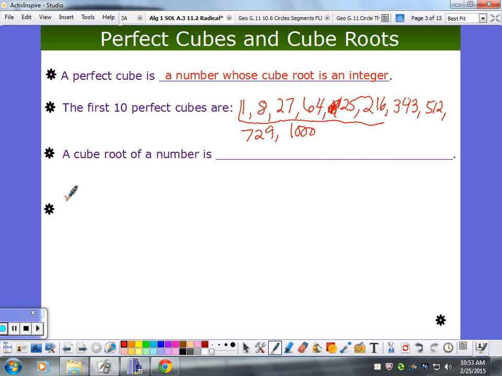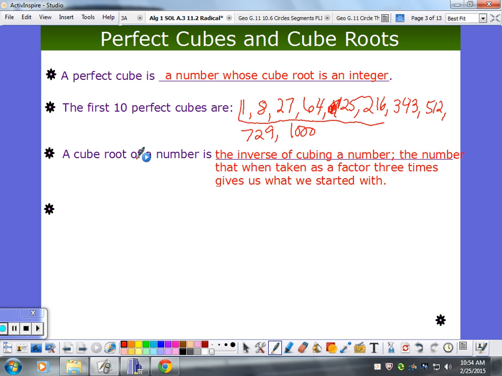What's the cube root of a number? Inverse of cube. You guys are really smart, right? Because I saw what it was for square root. I'm just going to replace that word square with cube. And you're right. The inverse of cubing a number. It's the number that when taken as a factor 3 times gives us what we started with. So what is the cube root of 8?